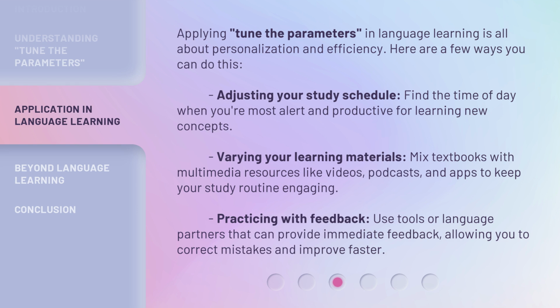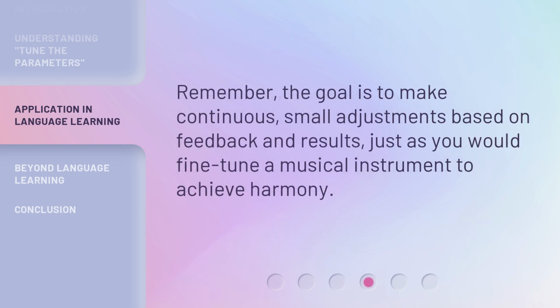Practicing with feedback. Use tools or language partners that can provide immediate feedback, allowing you to correct mistakes and improve faster. Remember, the goal is to make continuous, small adjustments based on feedback and results, just as you would fine-tune a musical instrument to achieve harmony.